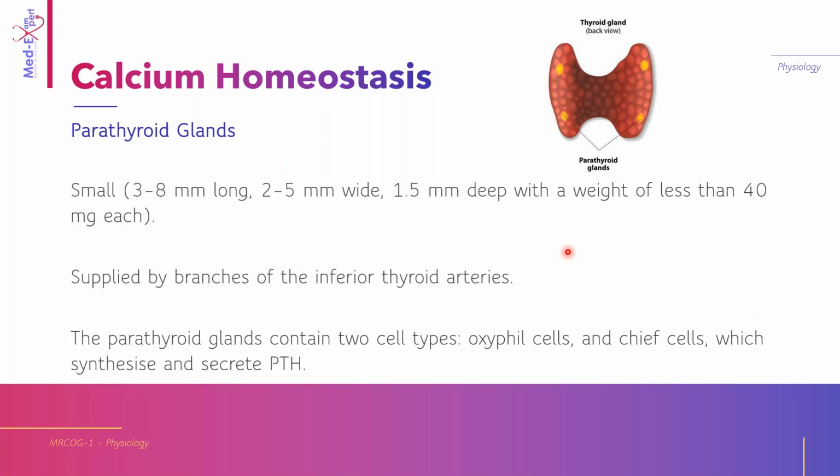They are small glands. Their weight is less than 40 milligrams each. They are supplied by branches of the inferior thyroid arteries. This is a question in anatomy. They contain 2 types of cells, the oxyphil cells and the chief cells. The chief cells are the cells which synthesize and secrete the parathyroid hormone, and this is a very important exam question. The chief cells are responsible for synthesis and secretion of the parathyroid hormone.